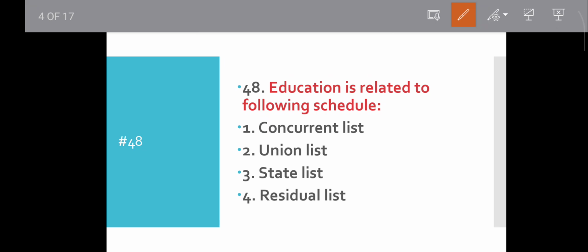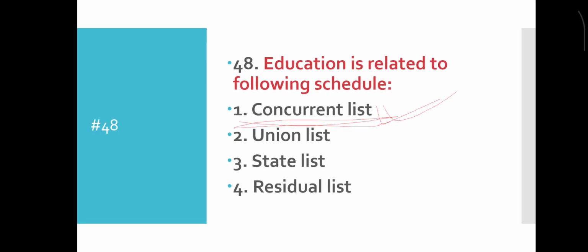Question number 48. Education is related to the following schedule: concurrent list, union list, state list, residual list. As you know, after the 42nd constitutional amendment 1976, education shifted from state list to concurrent list. It moved from state list to concurrent list in 1976. This is the 42nd constitutional amendment. So, concurrent list is related with education. Then move to the next question.